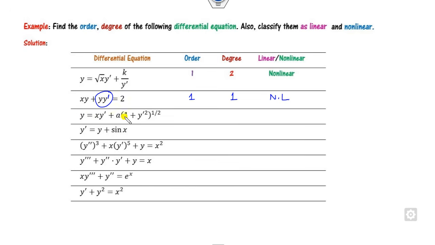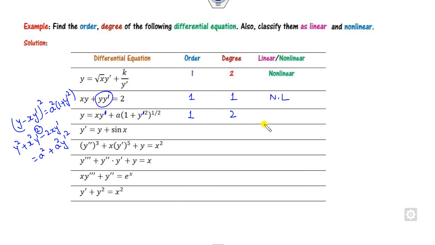In this case, what is the highest order? It's a y dash, again it's a y dash, so it's a 1. How do you find the degree? It should be free from the radical, so you have to first simplify them. I can take this as a square, then it will be a square 1 plus y dash square. So if you open them, it will give you a y square plus x square y dash square minus 2xy dash is a square plus a square of y dash. So the highest degree of y dash is my 2.